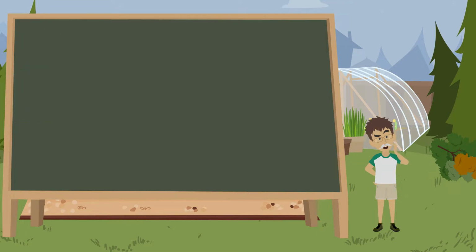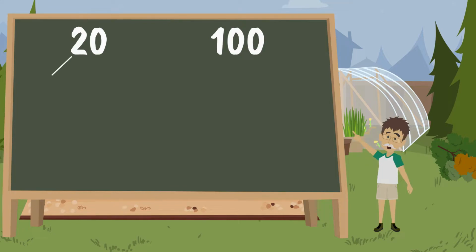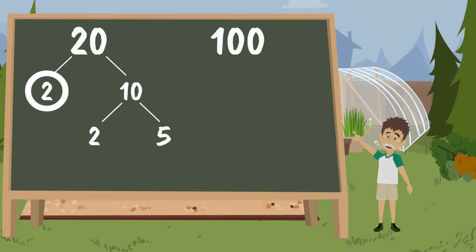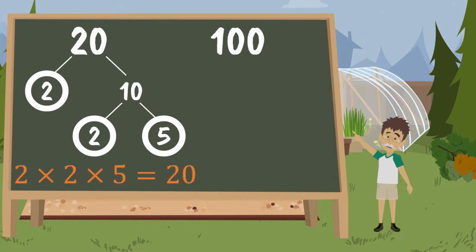Pause the video and try 20 and 100. 20 factors into 2 times 10. 2 is prime, so it is circled. 10 factors into 2 times 5. Both 2 and 5 are prime, so they are circled. The prime factorization is 2 times 2 times 5.